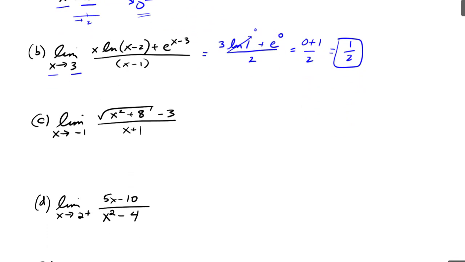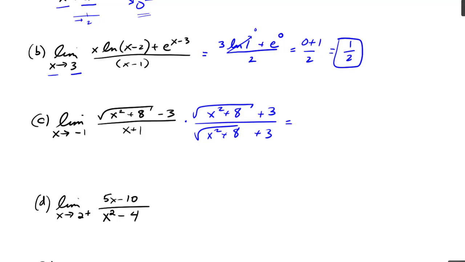Okay, limit as x approaches negative 1 of the square root of x squared plus 8 minus 3 over x plus 1. Now notice if I plugged in x equals negative 1, I'd get square root of 9, which is 3, minus 3. I get 0 over 0. Okay, so since I'm indeterminate, I have to do something. But this is where I remember to use my radical conjugate.